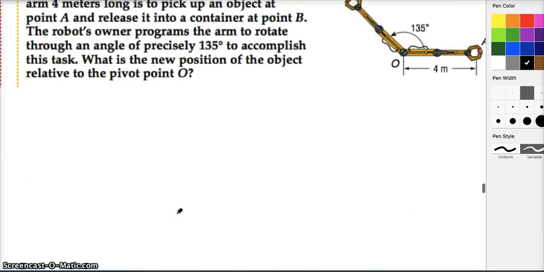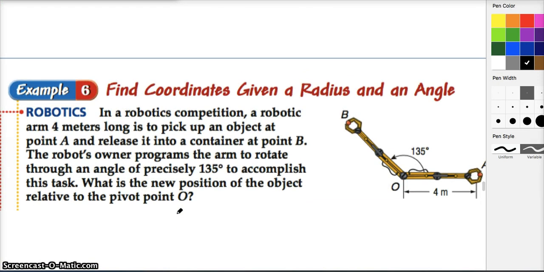Okay, we have one more example for this section. Find coordinates given a radius and an angle. So we were given this value here of 4. Let's read the problem. In a robotics competition, a robotic arm 4 meters long is to pick up an object at point A and then release it into a container at point B. So moving from here to here. The robot's owner programs the arm to rotate through an angle of precisely 135 degrees to accomplish this task. What is the new position of the object relative to the pivot point?